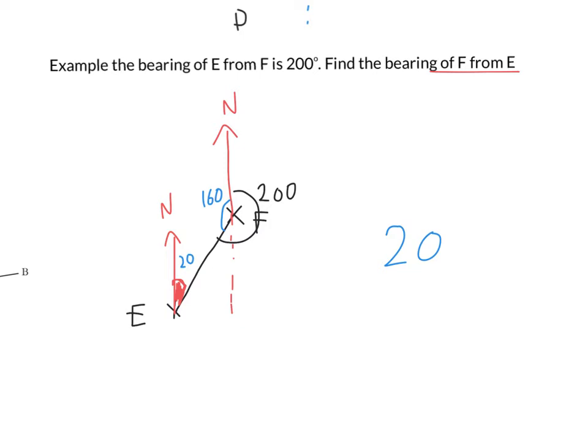You'd lose a mark for that, however. You need to make sure it's a three-digit number. So 020 degrees is the bearing of F from E.